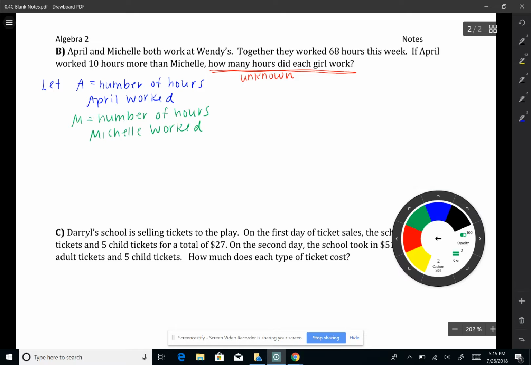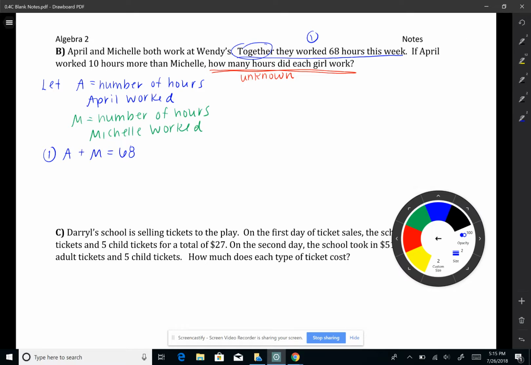April and Michelle both work at Wendy's. Okay, not much information there. Together, they worked 68 hours this week. That tells us some good stuff. Together, meaning adding their hours together, they worked 68 hours. So I'm going to write my equation 1 using that information. April's hours plus Michelle's hours equals 68. So A plus M equals 68.